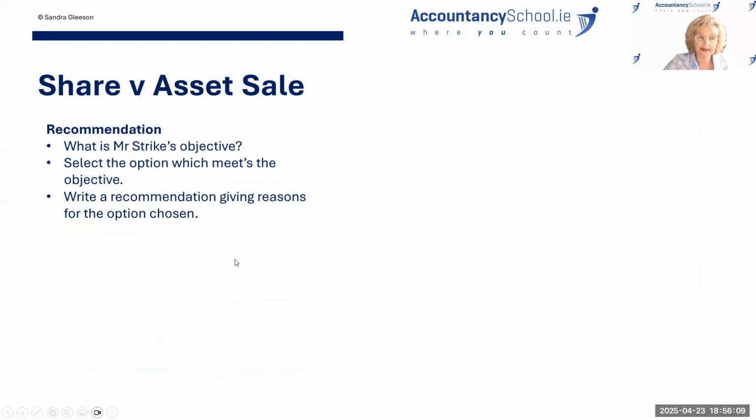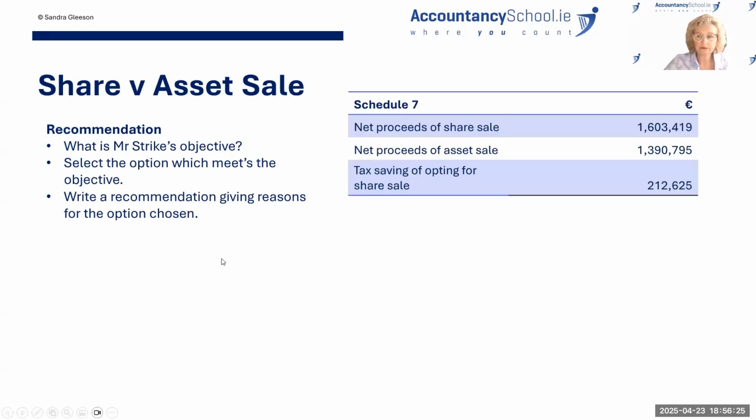Okay, so show the examiner all those things that I've calculated. Here I am comparing the two of them. Here's the difference between the two of them. And here's the English words describing why I'm choosing the one that has more cash than the other. So our net proceeds of the share sale was 1.6 million. Your net proceeds of the asset sale was just shy of 1.4 million. The difference is 212,000. So that's a significant difference between the two.